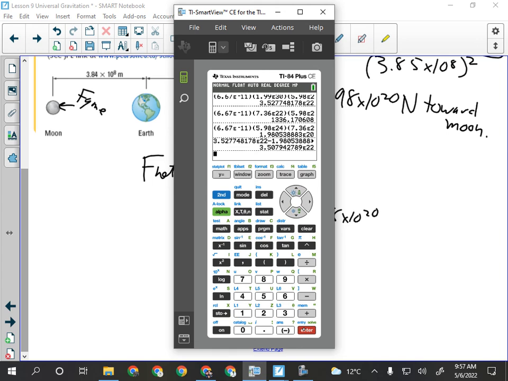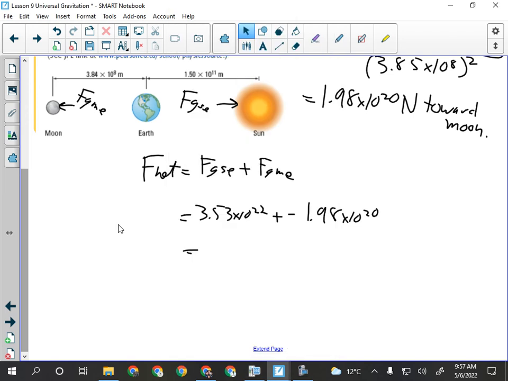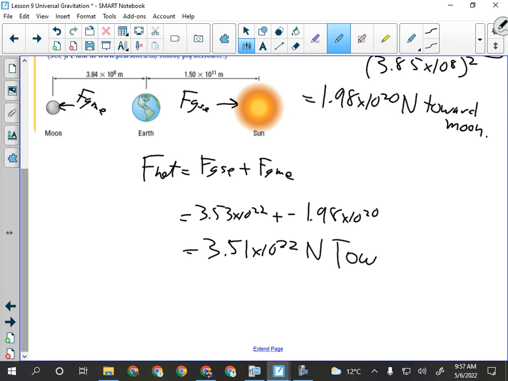Okay, so the net force acting on the Earth, and I'm just going to say 2 decimal places here, okay, 3.51 times 10 to the 22 newtons towards the Sun.